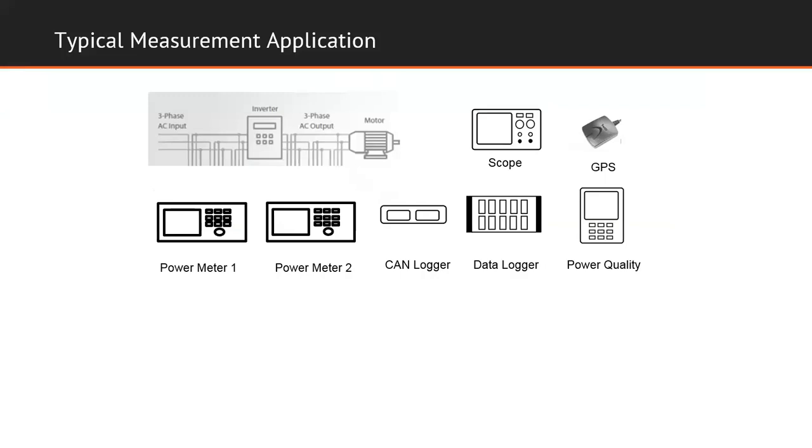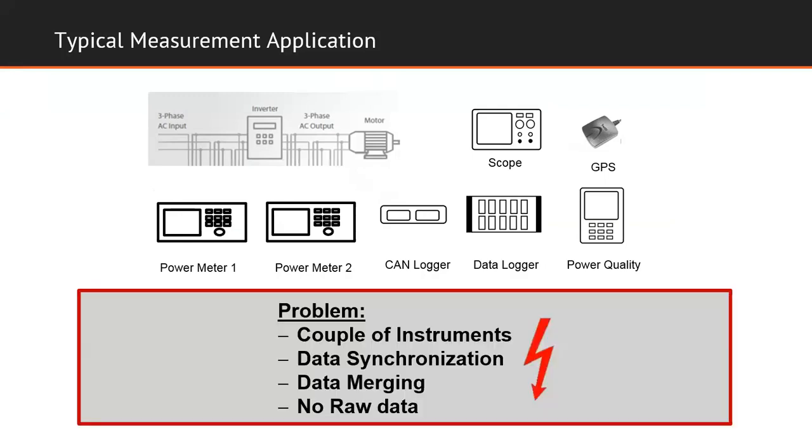So the typical measurement application on the inverter can look like this. We're measuring before the inverter and after the inverter to do inverter efficiency measurement. So we have on the left-hand side 1 power meter, on the right-hand side also 1 power meter. Then maybe we need a CAN log, a data log, a power quality meter, GPS, and scope. And the problem here is that we have a couple of instruments. Data synchronization is nearly impossible. Data merging is also very hard. And we have, of course, no raw data.